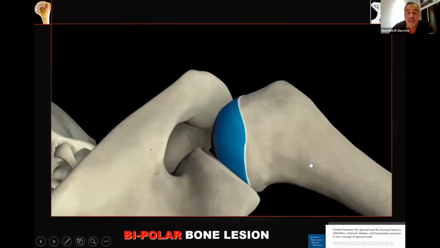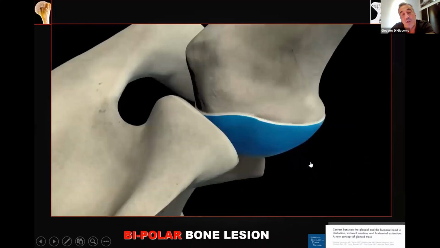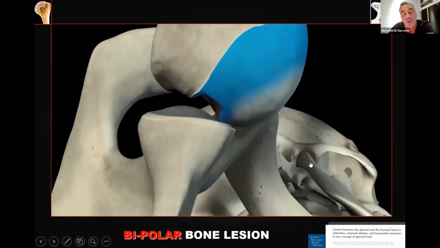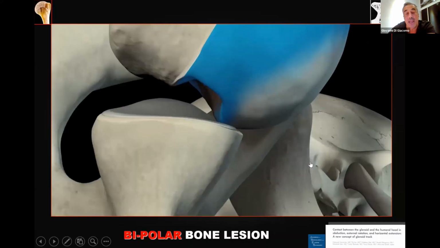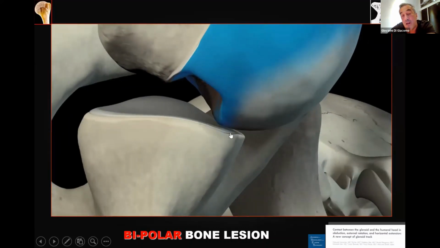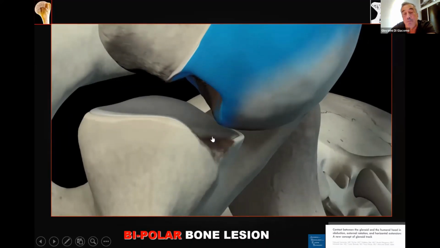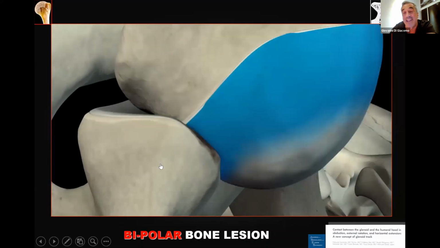Why do I think this is a good concept? Because as I told you, you have to consider also the glenoid bone loss. And the more glenoid bone loss you have, the more possibility you have that the Hill-Sachs is out of the track, is off track.